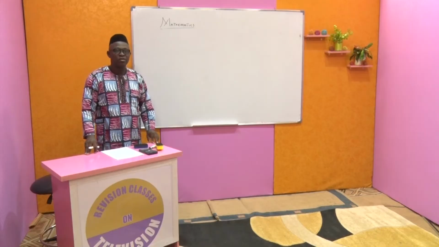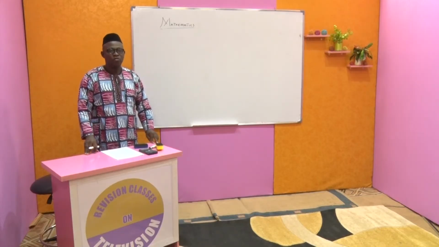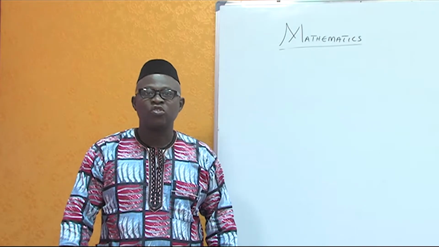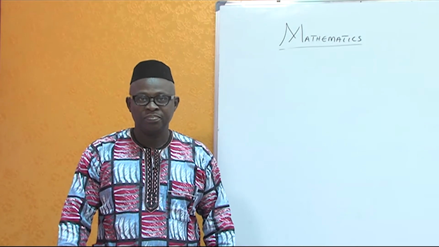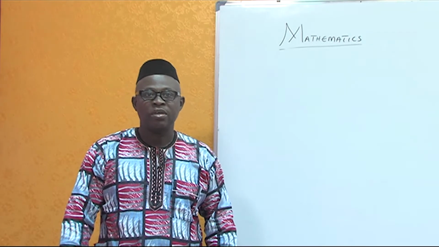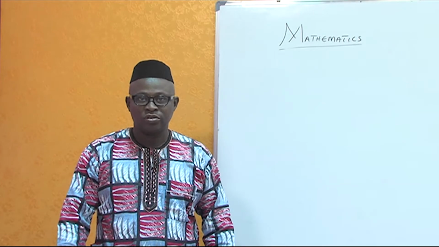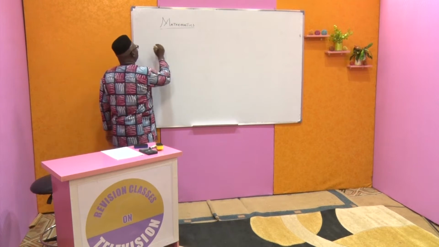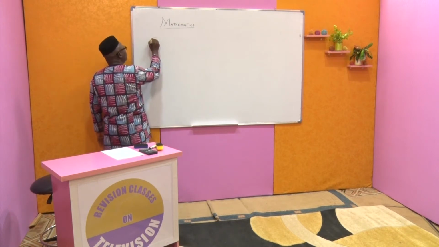What are surds? Surds are a set of irrational numbers. We refer to them as irrational numbers because we cannot express surds with an integer. They are always going to come up with recurring fractions or decimals. Examples of surds. Let me write the definition of surds on the board first.